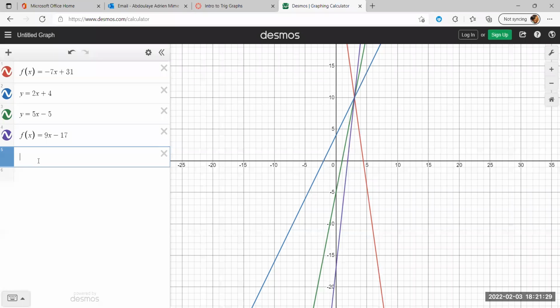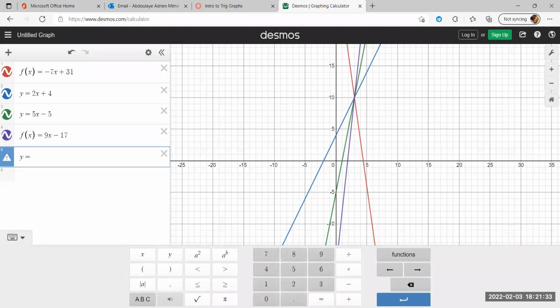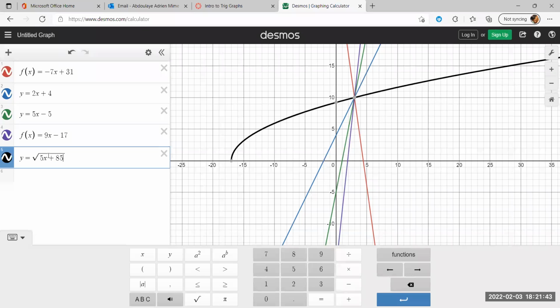Let's put in one of the fancy ones and see what it looks like. For the square root, y equals, and to get the square root you click on the keyboard there: square root of 5x plus 85. Again, you can see that it's not a straight line this time. Let's try the cube root one.